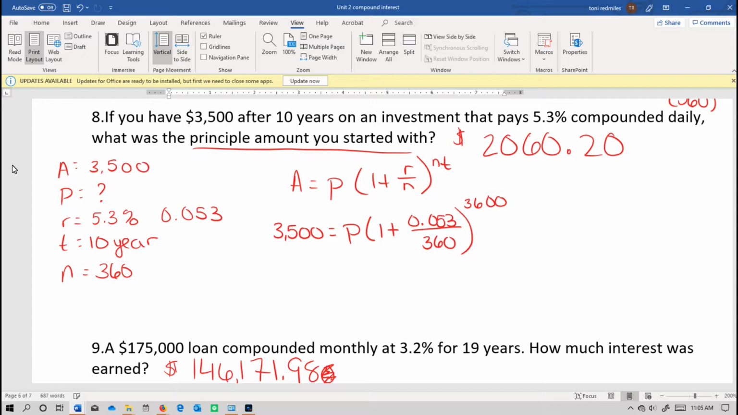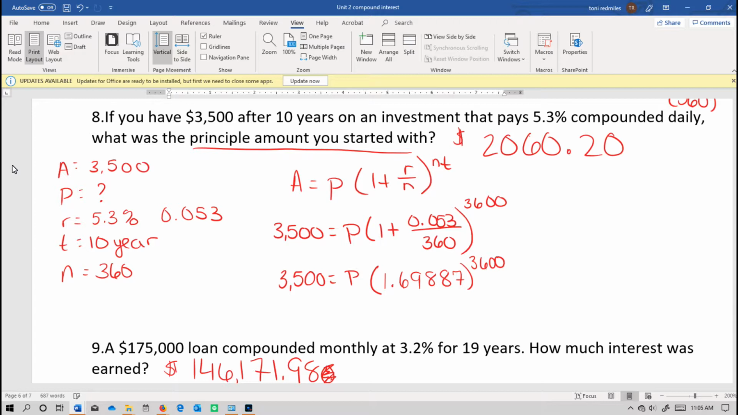Okay, so the first thing I have to do, order of operations, is what is in the parenthesis. If I put all of this in my calculator, I'm going to get 1.69887, and I'm going to round up. So now the next thing after parentheses in PEMDAS is exponents. So I'm going to put that 1.69887 into my calculator to the 3,600 power.